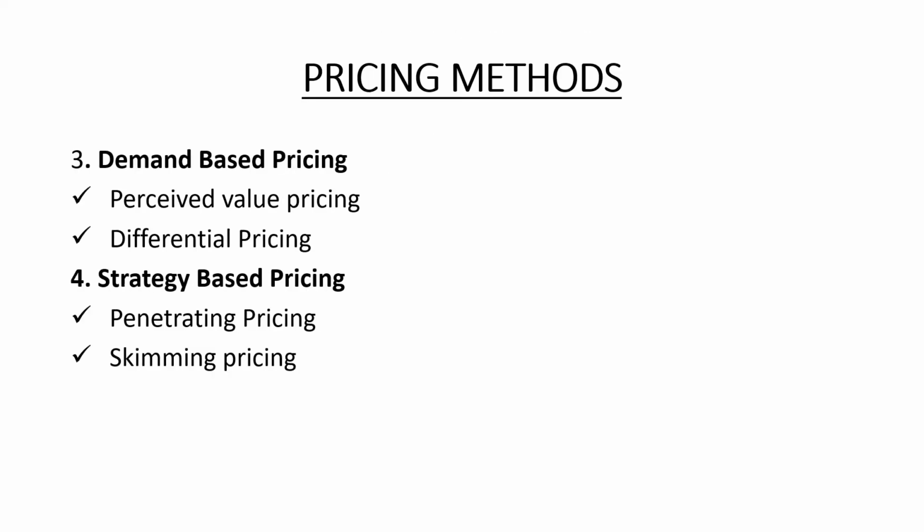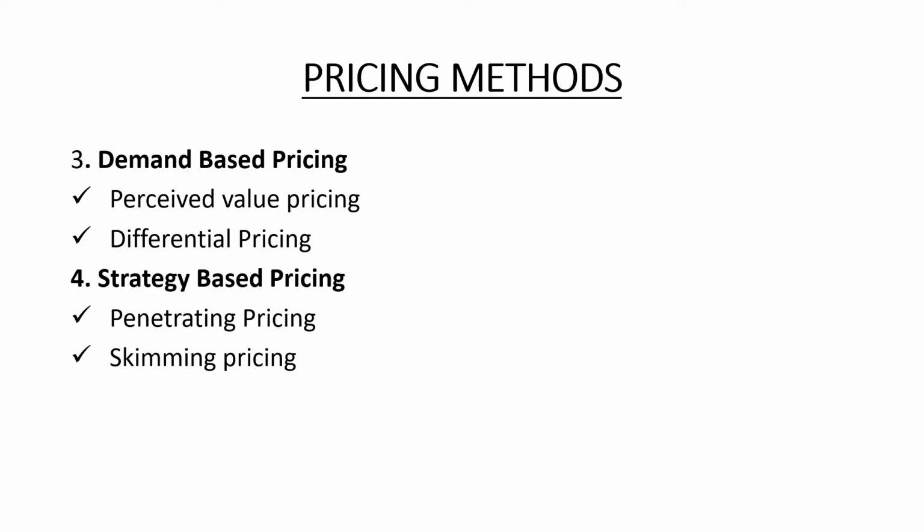And the next, demand based pricing method. Demand based pricing means you give the price for the product based on the demand in the market. In this pricing method, if the seller wishes to sell more, he has to reduce the price. And if the seller wants a good price for the product, then he has to sell a limited quantity. Under this method, you have two different types: perceived value pricing and differential pricing.